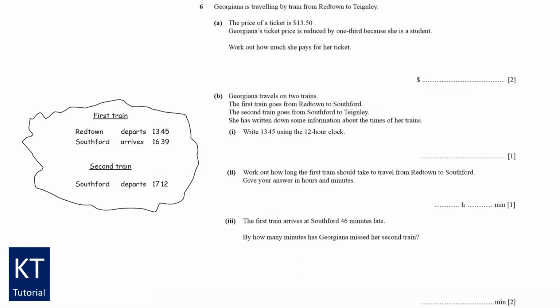Question 6. Georgiana is traveling by train from Red Town to Tanley. The price of a ticket is $13.50. Georgiana's ticket price is reduced by 1/3 because she is a student. Work out how much she pays for her ticket. Getting a reduction of 1/3 means she pays 2/3 of total. This amounts to $9.